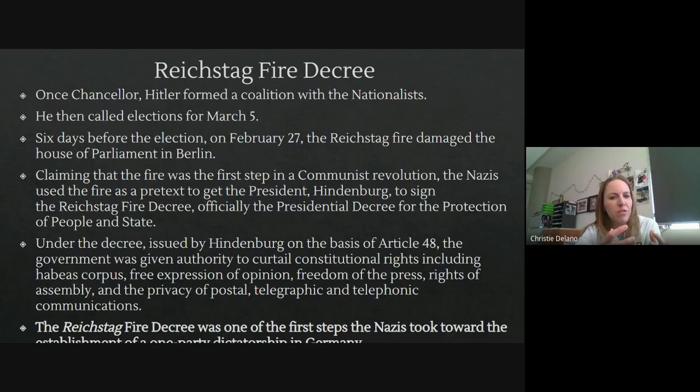What does this emergency power do? It's technically labeled the Presidential Decree for the Protection of the People and the State. However, under this emergency decree on the basis of Article 48, this gave the government the authority to suspend the rights and freedoms of people. Basically, their version of Canada's War Measures Act, just taken to a further extreme. Bans freedom of expression, bans freedom of the press, freedom of assembly, privacy in terms of your post, your phone, any form of communication. So essentially, that Reichstag fire decree was one of the first steps the Nazis took to establish a totalitarian dictatorship in Germany.